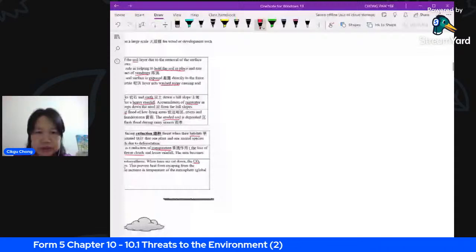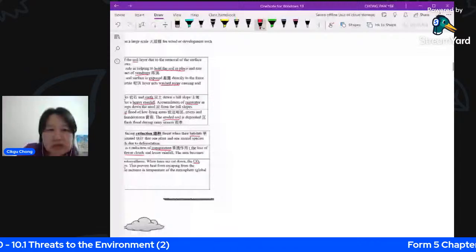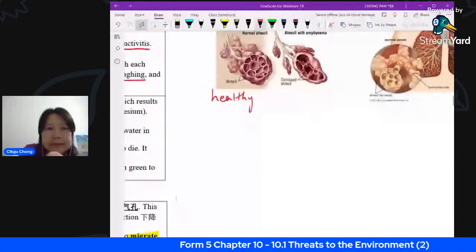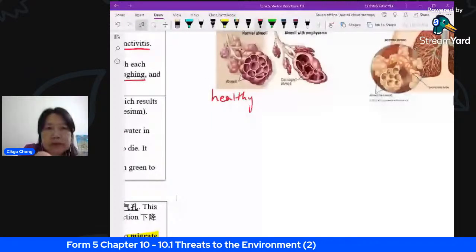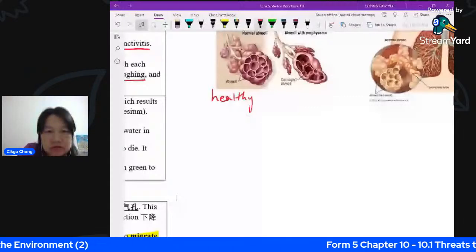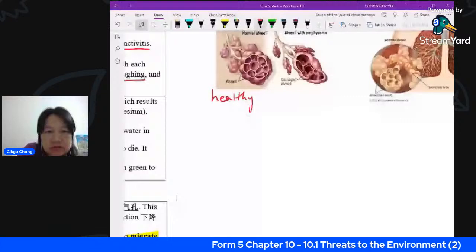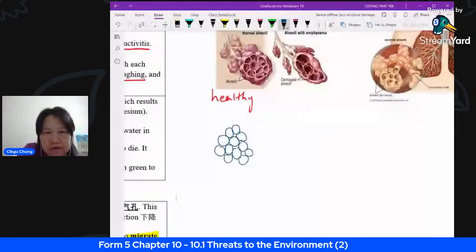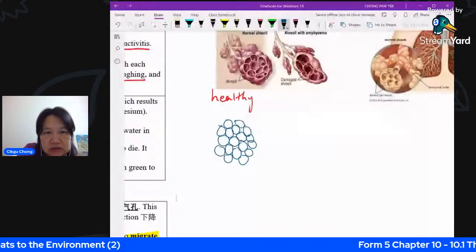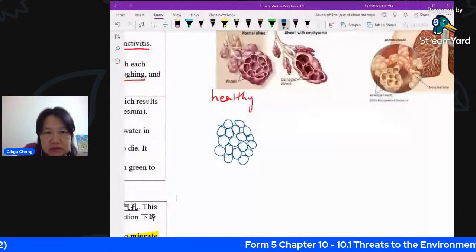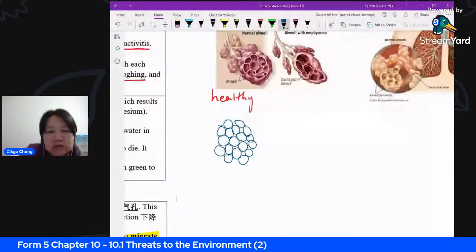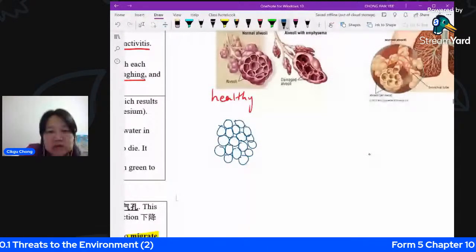The picture on the left here is normal alveoli. This is healthy. When it's healthy, you notice that the structure, the membrane here, is complete. You have this air sac, the alveolus, and it is not damaged in any form. Because it is intact, when you add up all the surfaces, you have a total surface area which is high, because you don't have any broken surfaces.